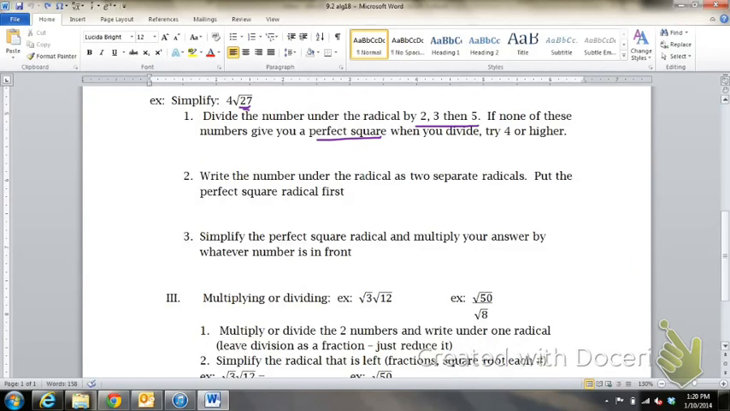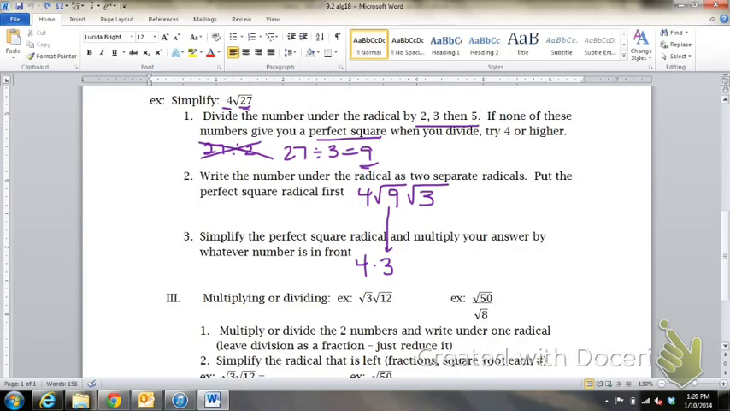So 27 divided by 2 is not going to work, but 27 divided by 3 is 9, and that is a perfect square. So I'm going to keep that 4 that was in front. I don't do anything with that, but I'm going to take 27 and write it as 2 separate radicals. 27 was 9 times 3. And I write the perfect square radical first, because the perfect square radical, that 9, is going to become a regular 3. Square root of 9 is 3.